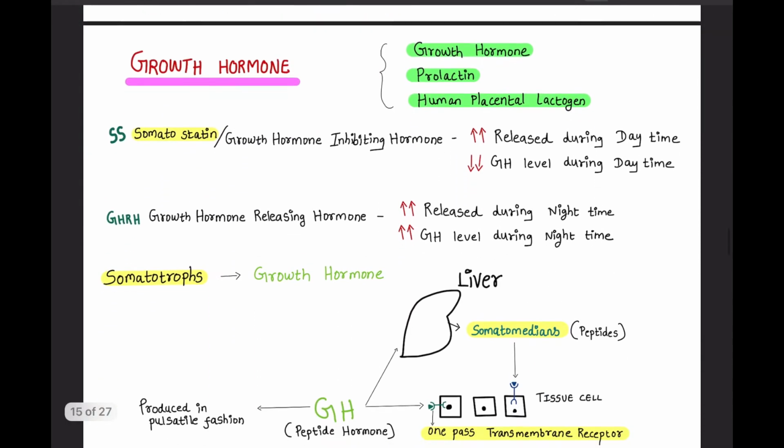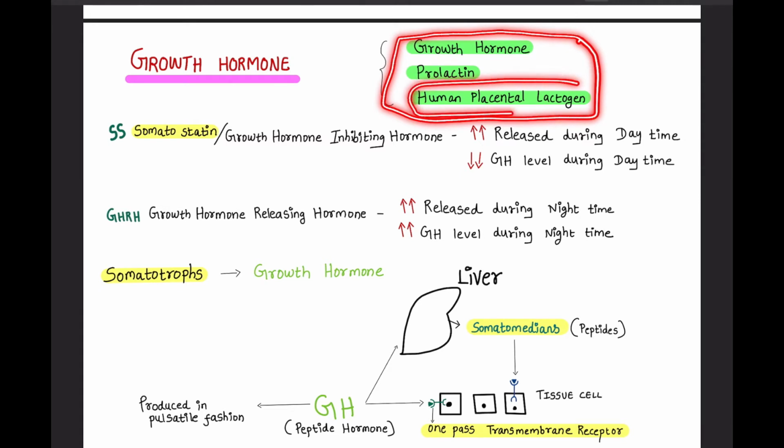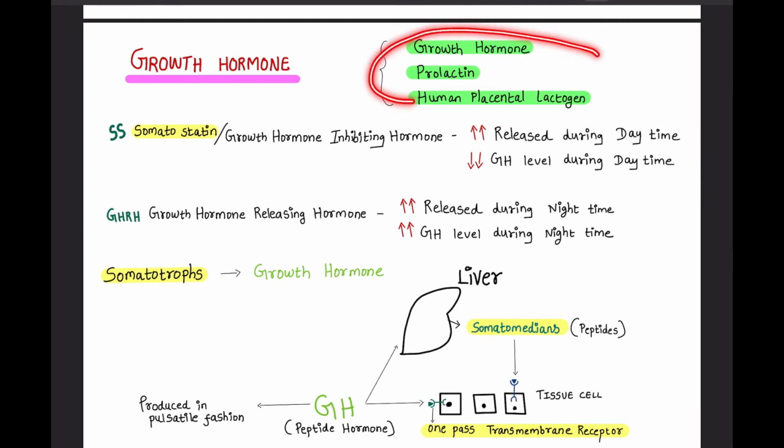Now we will discuss growth hormone in detail. The family of growth hormone is prolactin and human placental lactogen. This human placental lactogen is from the placenta during pregnancy. So these are one family.